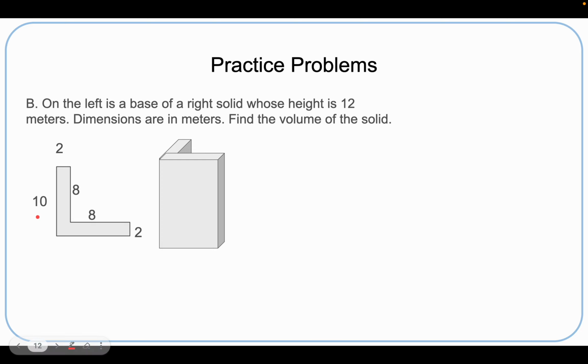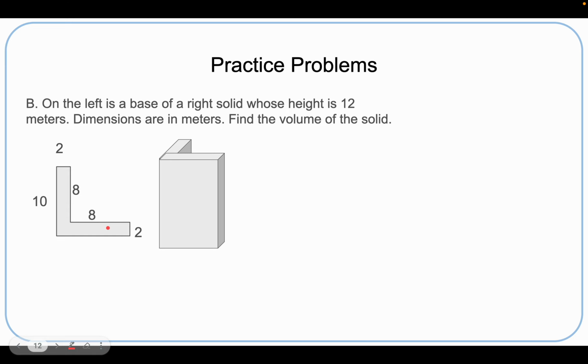All right, here we have a sort of a different shape. On the left is a base of a right solid whose height is 12 meters. All the dimensions are in meters. Find the volume of the solid. So this is like if you were looking at the top of this figure from a bird's eye view. So this is what the shape is.